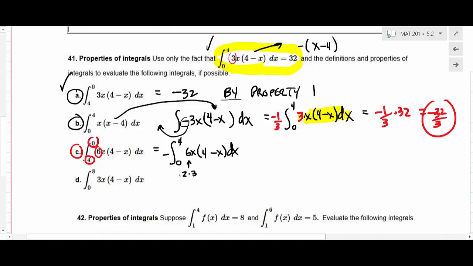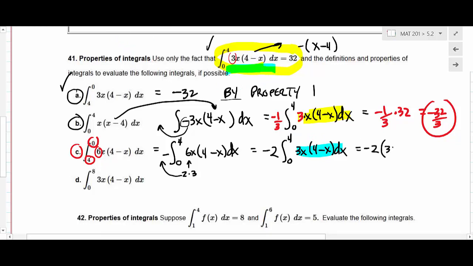And if you did that, the 2 is a constant, so it could come out in front. So what you would have is negative 2 times the integral from 0 to 4, and now that would just be a 3x. Now I think everything matches perfectly, right? Okay, so that's what I'm trying to do, make this thing match that thing. So now what would you do to get the answer?